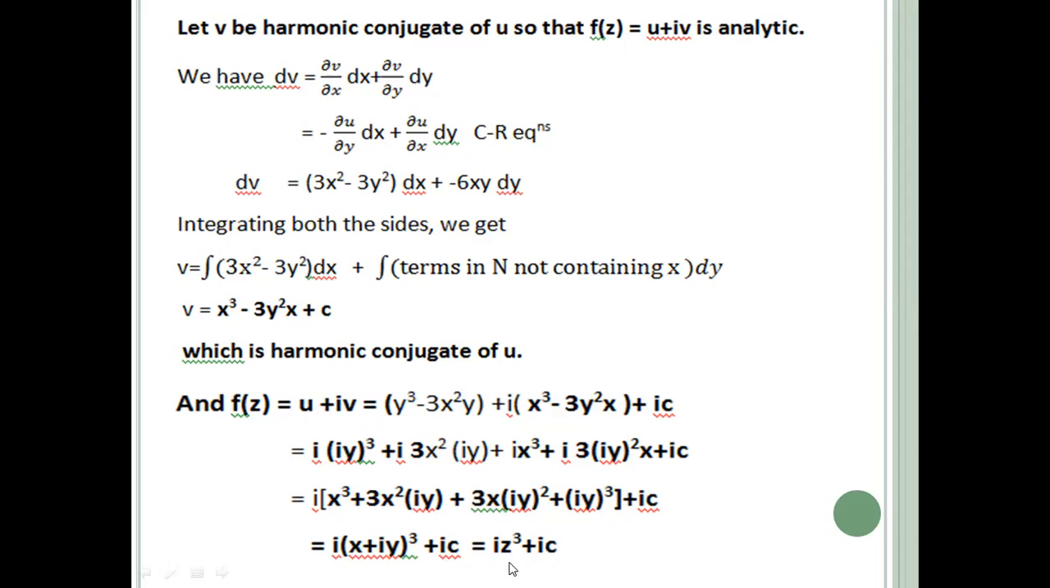If it is asked to find f(z) in the form of z, you go for these steps. Otherwise, if you just find f(z), you write this much. Okay.